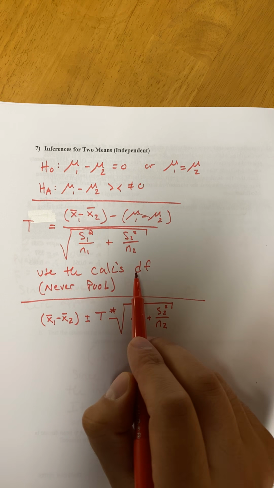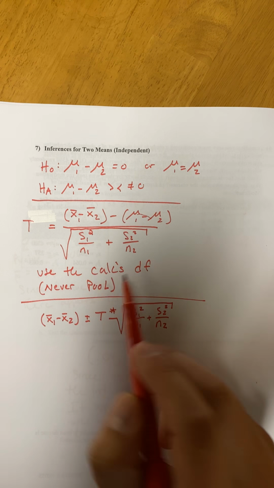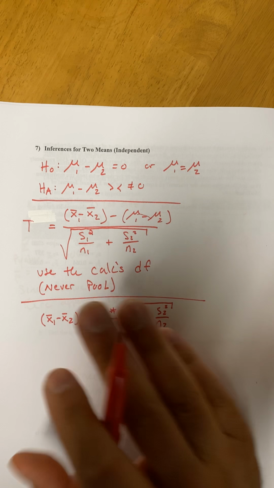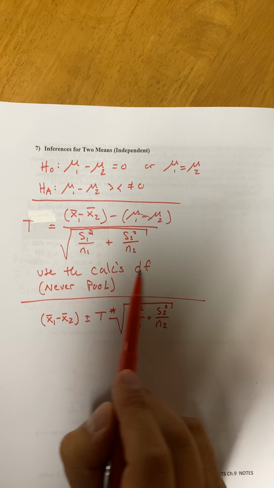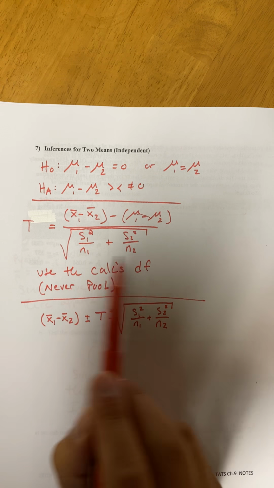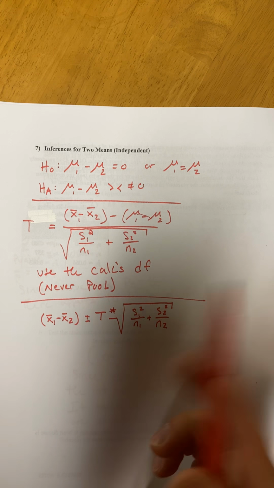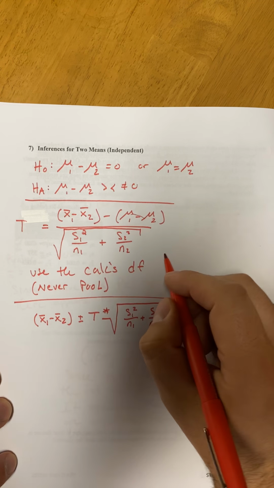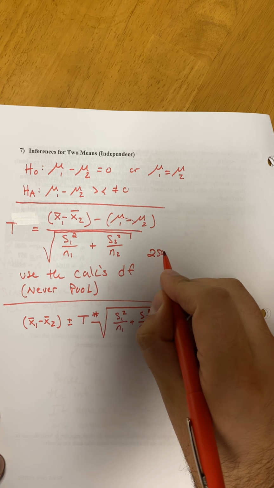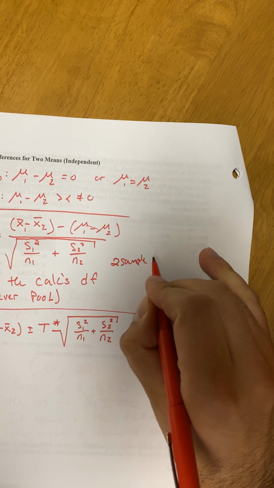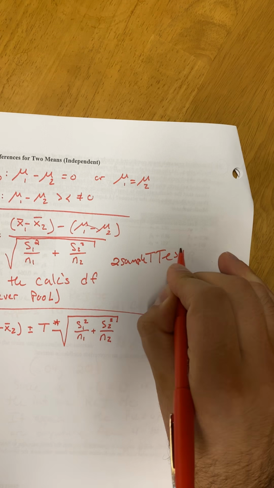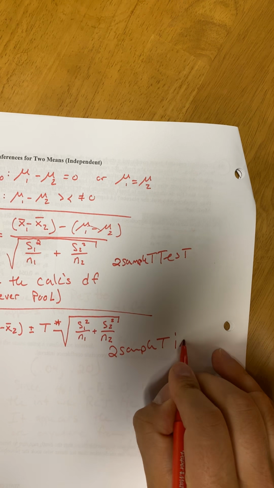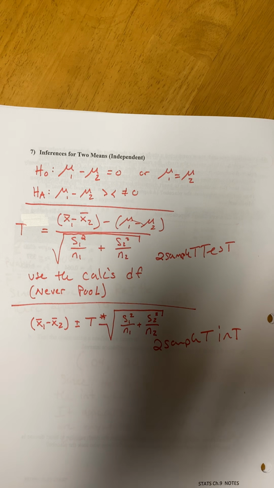We're going to use the calculator's degree of freedom. I said use the degree of freedom on that last video, but proportions don't have a degree of freedom, so just ignore that. But we're going to use the calculator's degree of freedom, where before it was n minus 1. We're never going to pool. And then here is the confidence interval, and this is 2 sample t-test in the calculator, and that's 2 sample t-int. So if I were you, I'd pause it and copy that down.